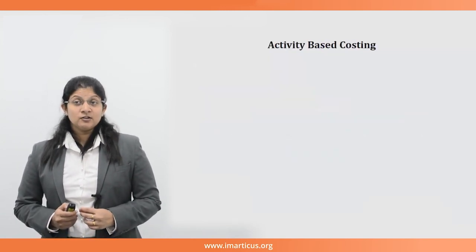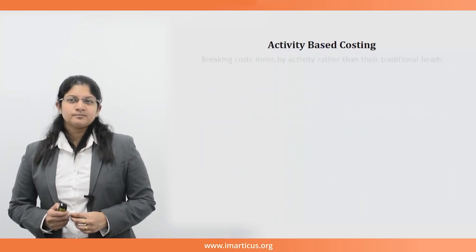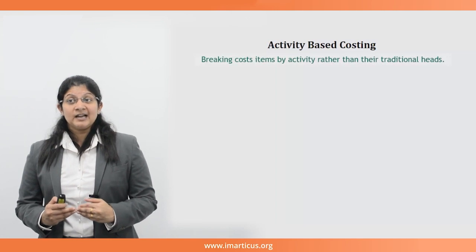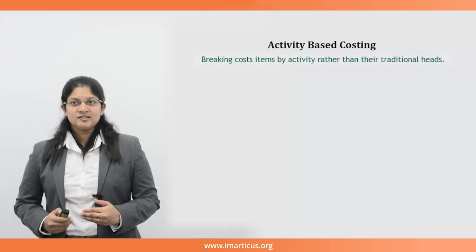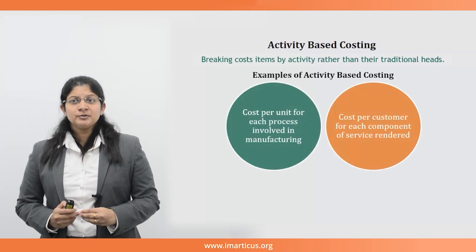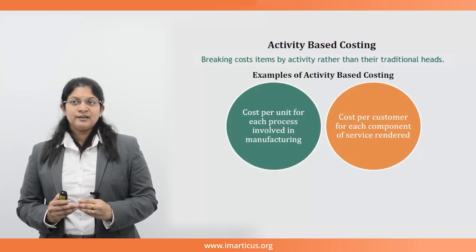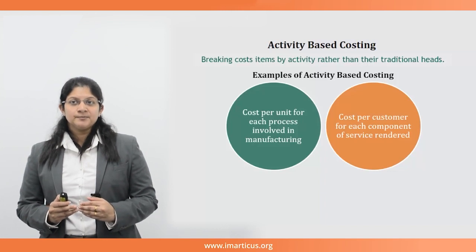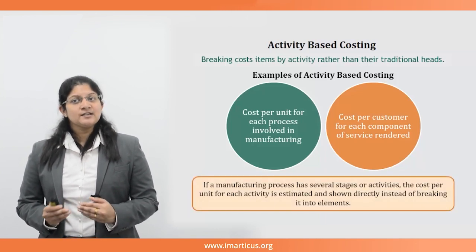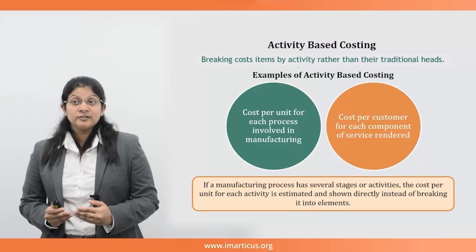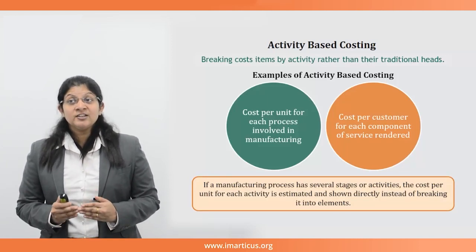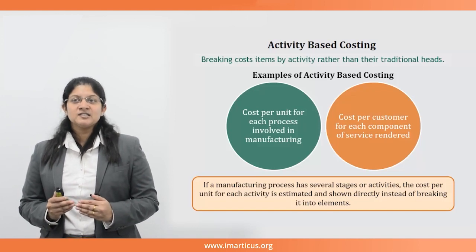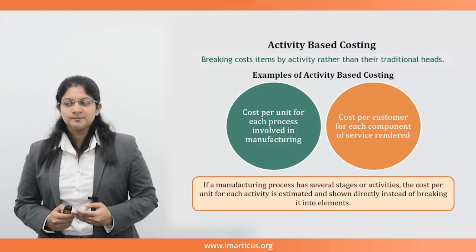Another method of estimating cost is activity-based costing. The essence of activity-based costing lies in breaking cost items by activity rather than their traditional heads. Examples include cost per unit for each process involved in manufacturing, and cost per customer for each component of service rendered. If a manufacturing process has several stages or activities, as it usually does, the cost per unit for each activity is estimated and shown directly instead of breaking it down into elements like fuel, labor cost, etc.